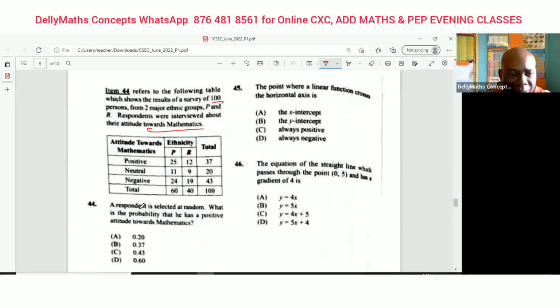The question says a respondent is selected at random. What is the probability that he has a positive attitude towards math? Positive attitude is a total of 37. So you're talking about 37 over 100, and as a decimal, it's going to be 0.37. Here is positive. Different ethnic group, but randomly speaking, we're talking about a total of 37.